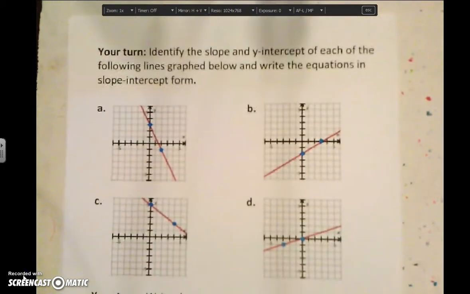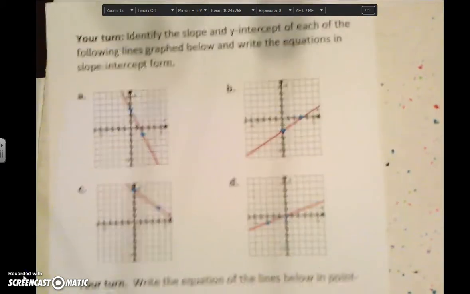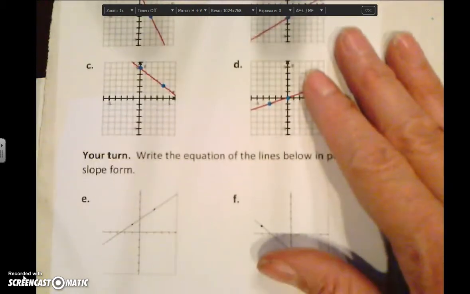All right, so then flip over the page, and there are some practice problems that I want you to do here. So it's this whole page right there.